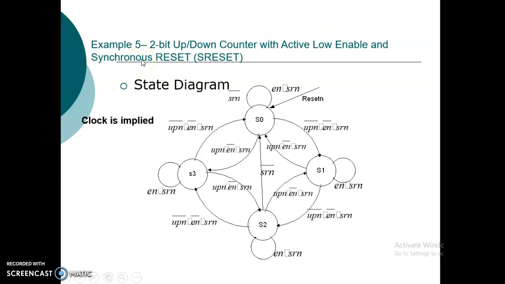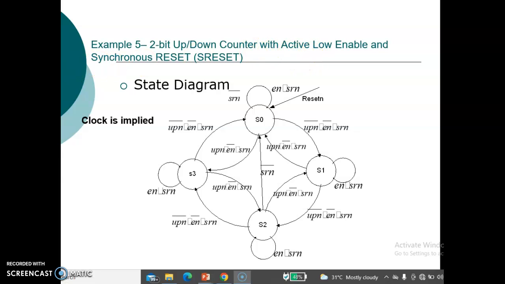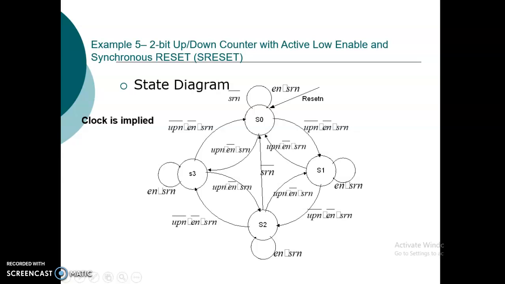Example 5, 2-bit up down counter with the active low enable and synchronous reset SRN. State diagram. Clock is implied. State 0, state 1, state 2, state 3. Here up and down counter with the active low enable and synchronous reset. Okay.